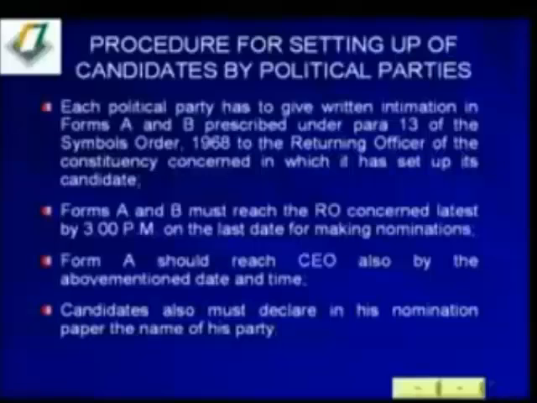Firstly, the candidate himself must say that I have been set up by this party. That is the first requirement. That requirement he has to fulfill by making a declaration in his nomination paper itself. As I said, the third part of the nomination paper itself contains a declaration that I have been set up by this party in this election. So that is the first requirement.